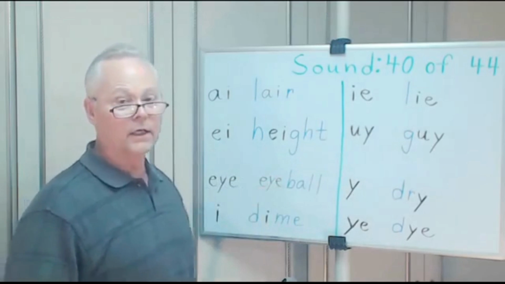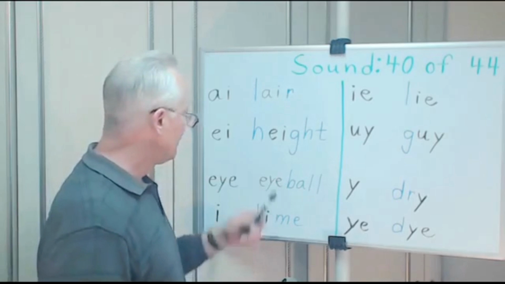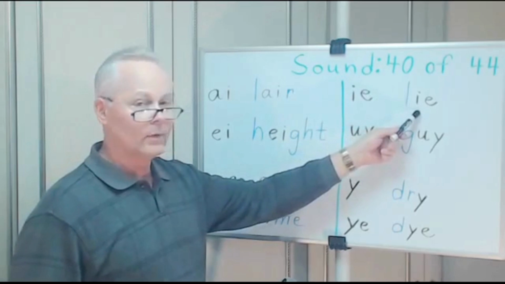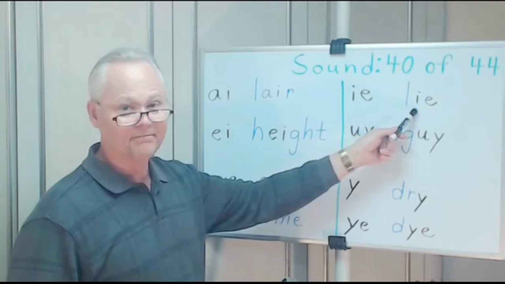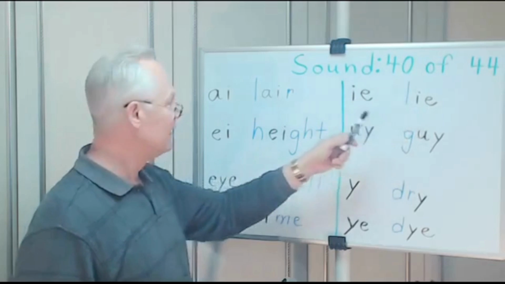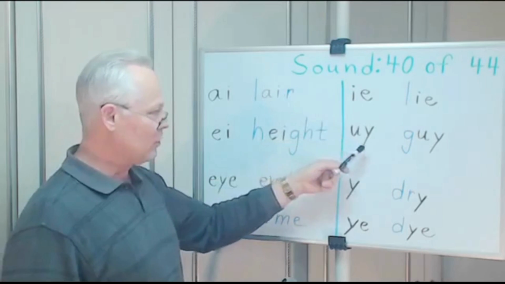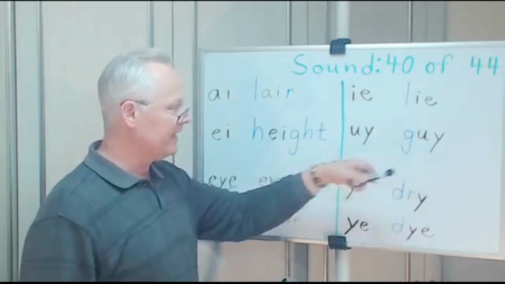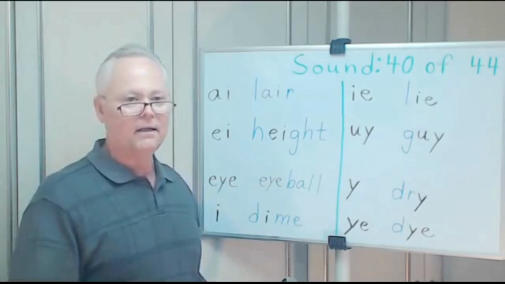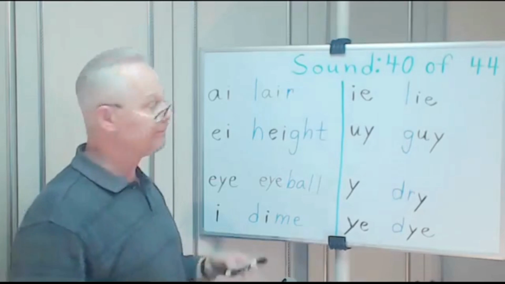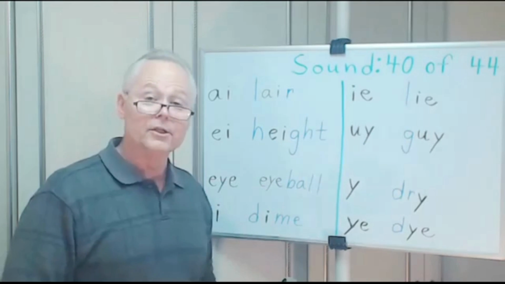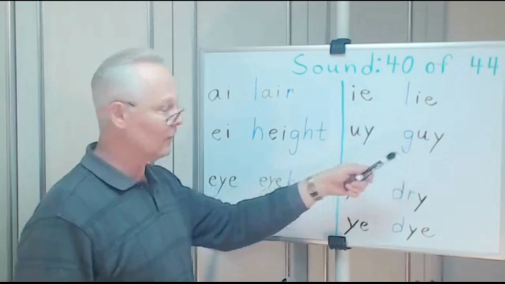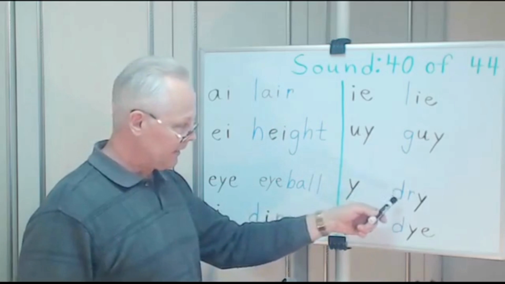I-E for the word lie. Look at that. A person who lies is a liar, and what they do is lie. To not tell the truth. They told a lie. They are a liar. U-Y for the word guy. It's slang for a man, a boy, a male person. We could say, well, my neighbor is such a nice guy. He always offers to help me out. Guy. G-U-Y.